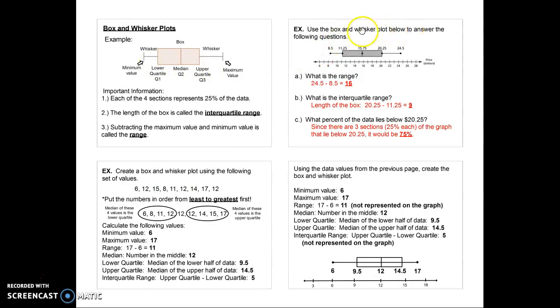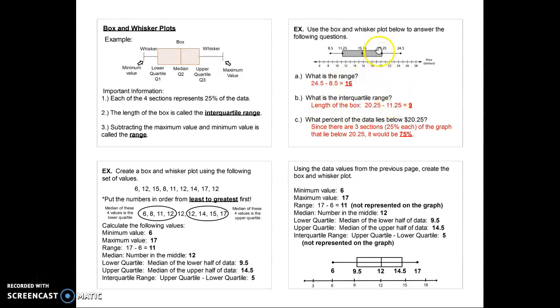Now, let's look at using a box and whisker plot that's already made for you. So this box and whisker plot is already done and made. You just need to answer some questions about it. So what is the range? Now, it just says range, not interquartile. So you are taking the highest value minus the lowest value, which your highest value that we have is a 24.5. The lowest value is 8.5. So you're just subtracting them, which gives us a range of 16.